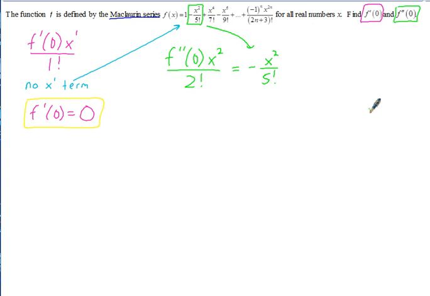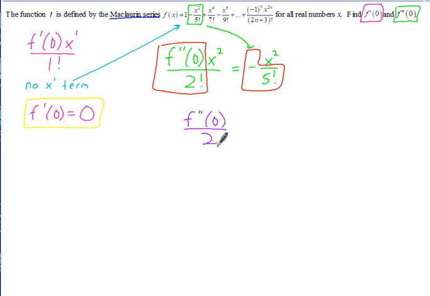So notice, based on that, to solve for f double prime of 0, these coefficients would have to be equal. Notice they both have x squared. So f double prime of 0 divided by 2 factorial would have to equal negative 1 over 5 factorial in order for it to give you this term, right? They both have x squared. So let's write down what we have here. Logically, f double prime of 0 over 2 factorial, which is 2 times 1 is 2, would have to equal negative 1 over 5 factorial.